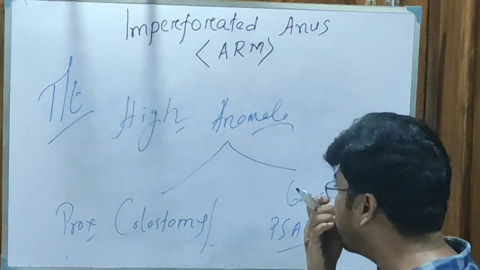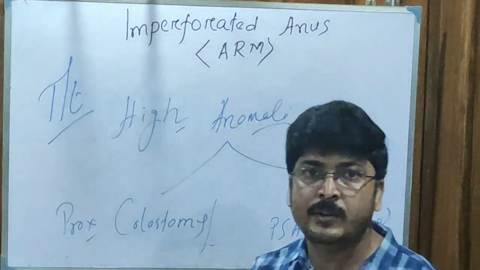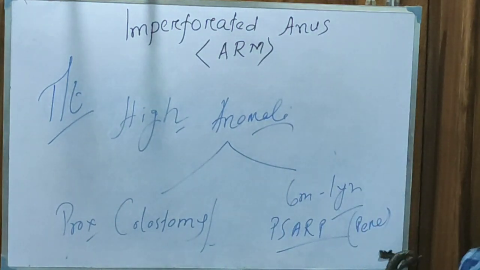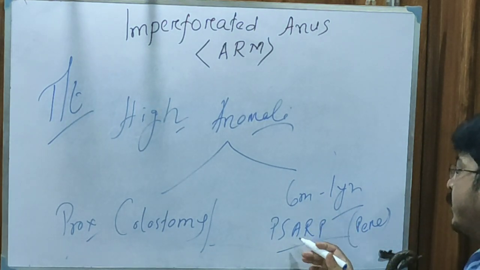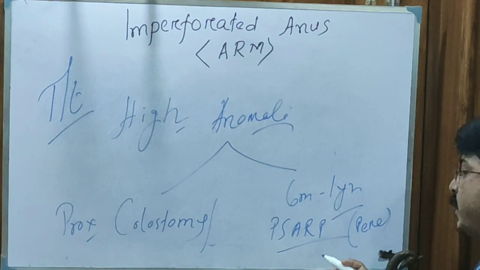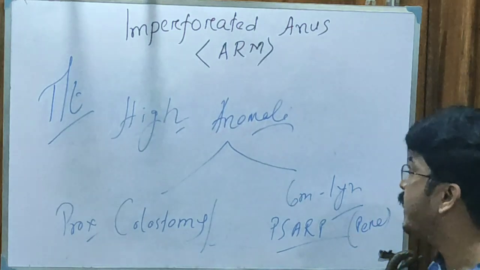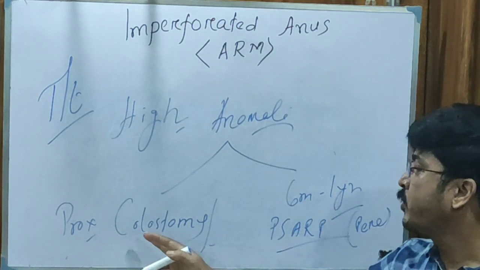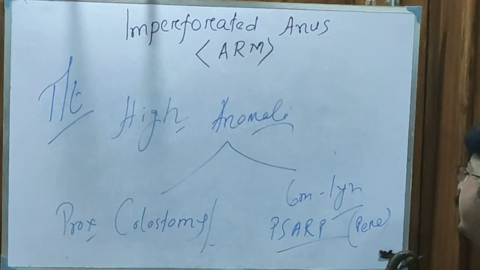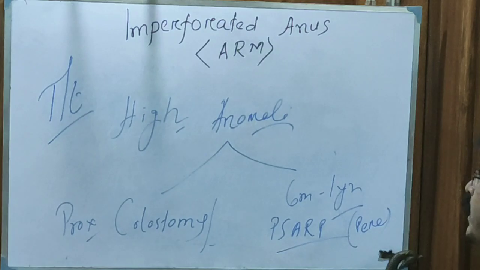It should be done 6 months to 1 year after the colostomy, when the patient is quite better, healthy, and nutritional status is good. Then the operation should be made. So PSARP, posterior sagittal anorectoplasty, followed by colostomy reversal. So this is the treatment of high anomaly. High anomaly is a two-stage procedure: proximal colostomy and PSARP after 6 months to 1 year.